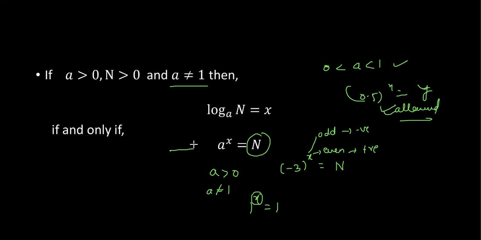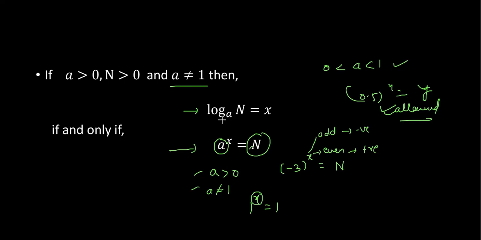So if you are writing a raised to power x as n, and if all these conditions are satisfied, then only can we find the log of this positive value n. That is, log of n with base a is equal to x. As we call this a the base, we pronounce this as log of n with base a is x. The base here will remain the same.